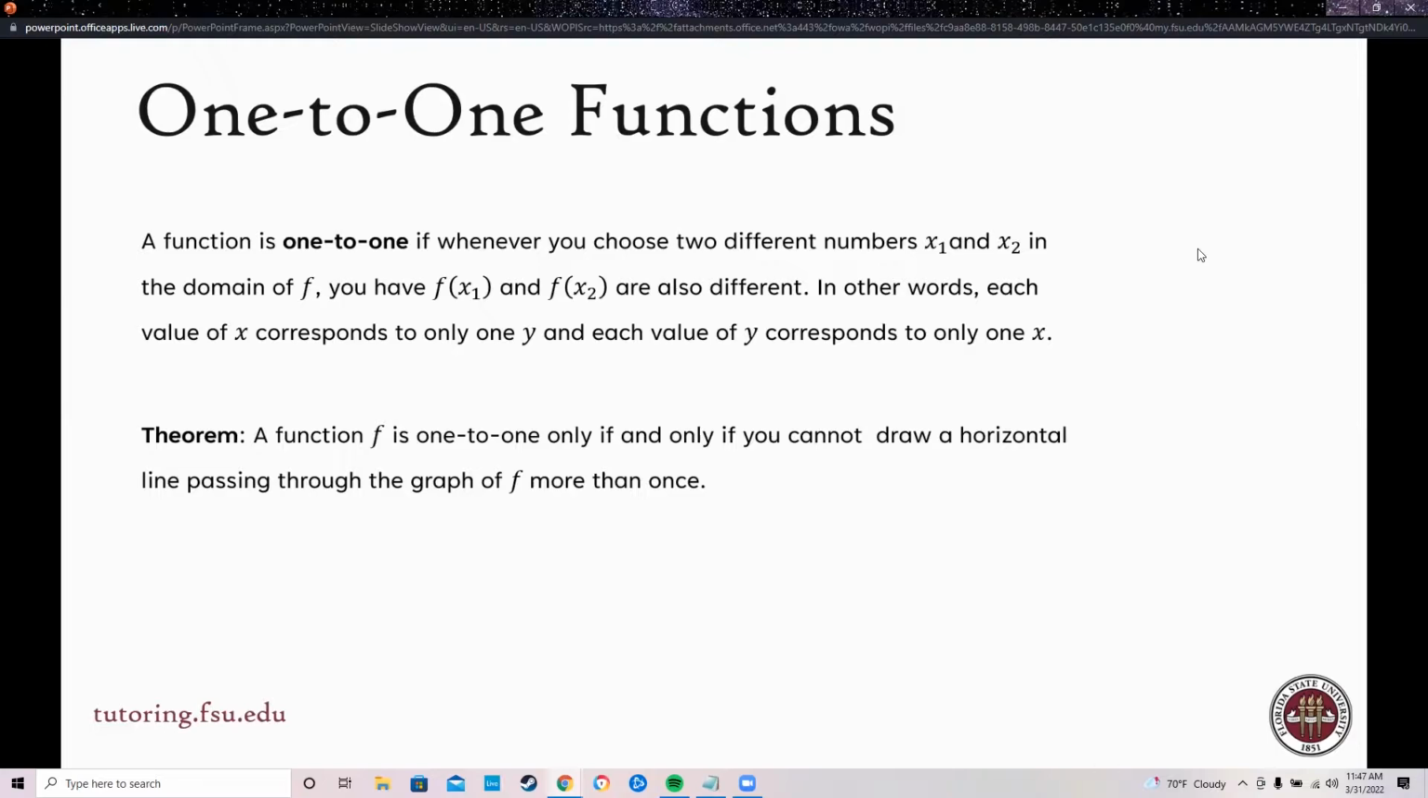And a simple test that we can use when finding this out is called the horizontal line test. That's what the theorem underneath is saying: if you cannot draw a horizontal line passing through the graph multiple times, then you do have a one-to-one function. It's only one-to-one if you can only draw one horizontal line passing through it. That's what I was getting at.